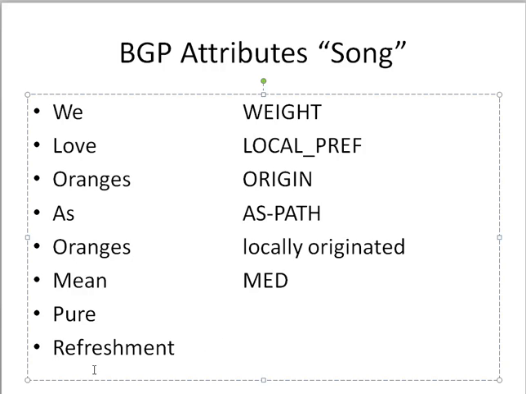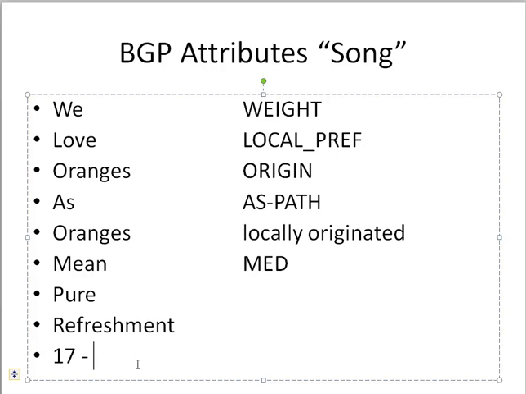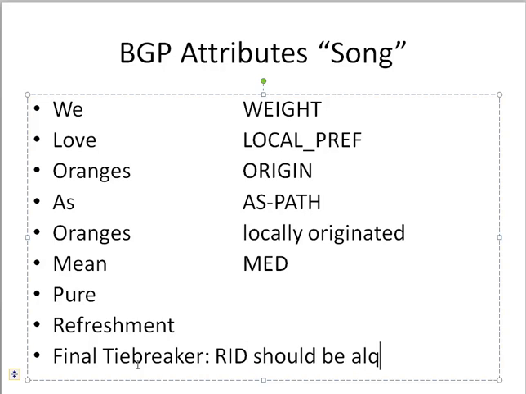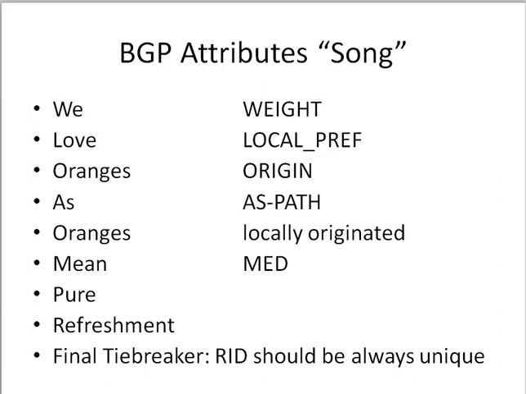And of course, at the bottom, I think this is like number 17 or something, the last or final tiebreaker is the RID, or the router ID, which should always be unique. And I want to say lower is better. Let me just double check that.